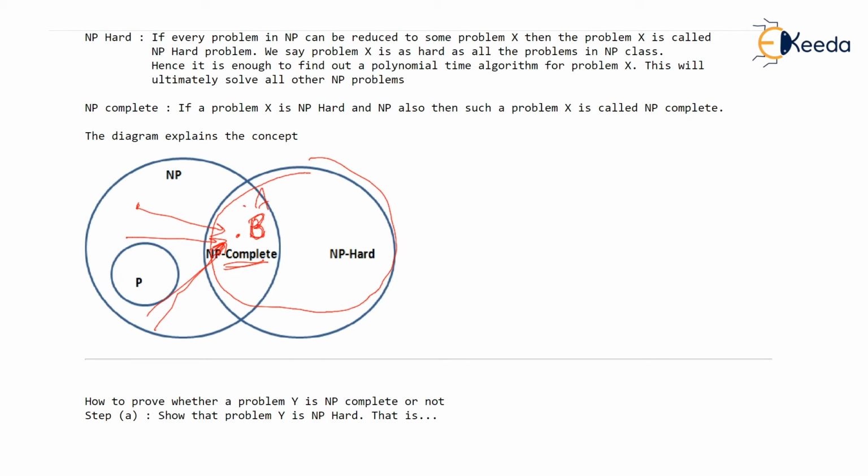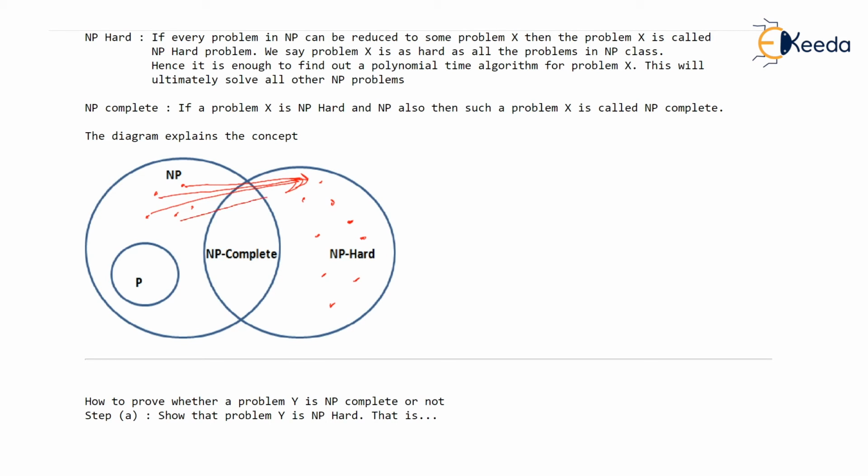Then, one basic confusion of students is: which kind of problems are there in this pure NP hard? If you see only the NP hard set, which type of problems are there in NP hard? Now, if you know what an NP hard problem is, all the problems in NP are reducible to a problem in NP hard. That's why it is NP hard, isn't it? We say all the problems in NP are reducible to this problem. So the problem here is as hard as NP problems.